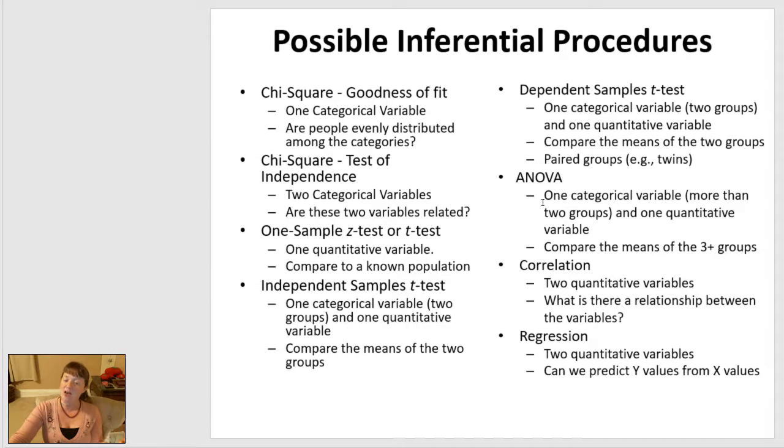If you have one categorical variable, one group-based variable with more than two groups, 3 or more, and one quantitative variable, has to be an ANOVA. Two quantitative variables where you simply are exploring the relationship between the two quantitative more versus less variables, got to be a correlation. If you have two quantitative variables where you're using one to predict the other, it has to be a regression.